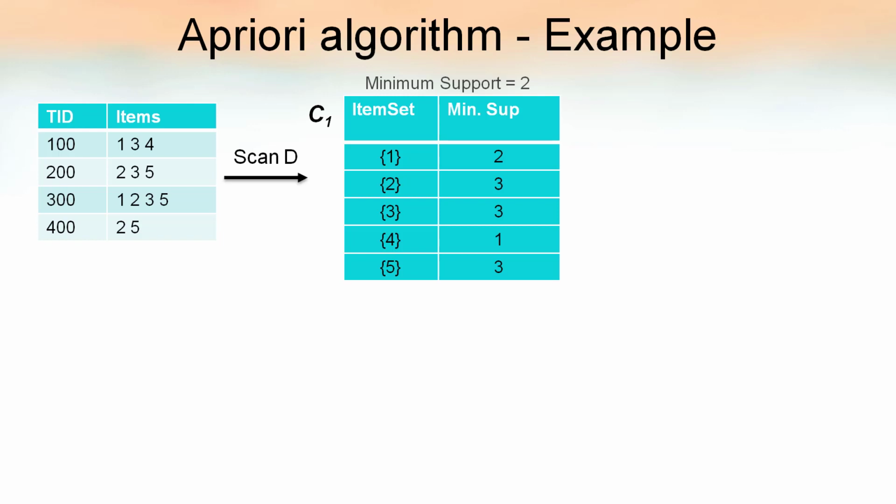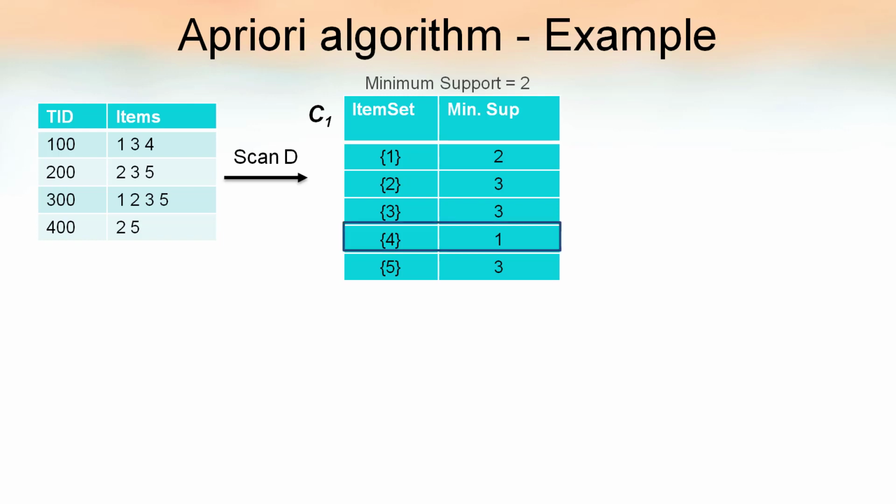Item set 2, support is equal to 3. In the transaction database we can see item 2 three times. So support is equal to 3. In the same way, support of item set 3 is equal to 3, which means total occurrence of the item is 3. Support of item set 4 is equal to 1, because in only one transaction we can see item number 4. Next is item set 5, which occurs 3 times in our database. So support is equal to 3. This is our candidate set.